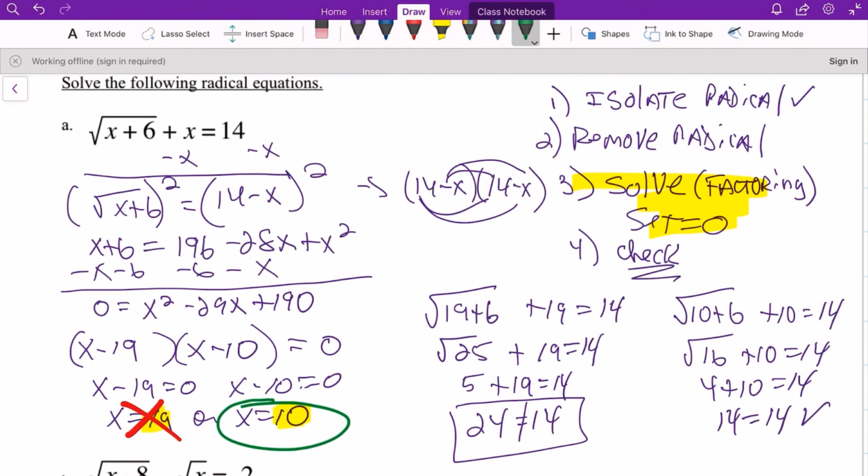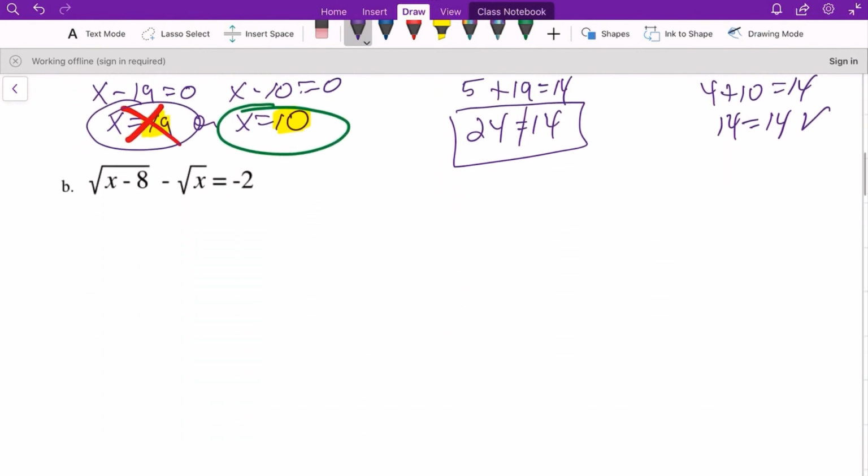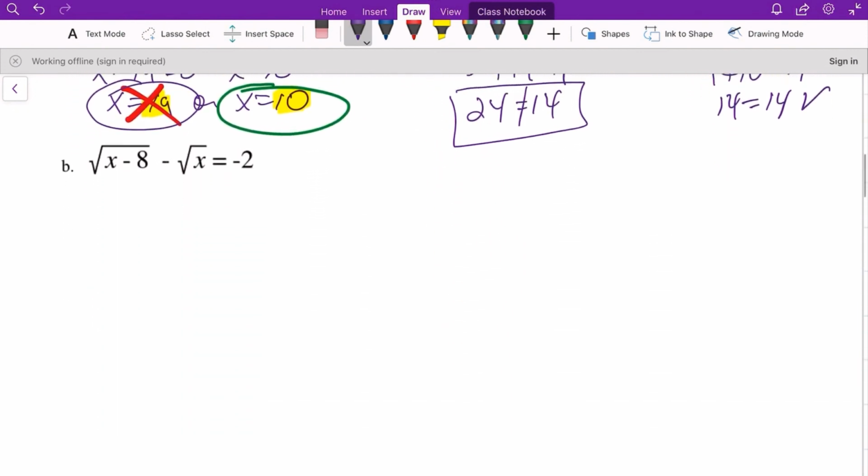Again, the check is really important with these types of equations. When you square both sides of an equation, you could have that situation where you have the extraneous answer. All right, let's go to B. All right, let's go to the next step here.